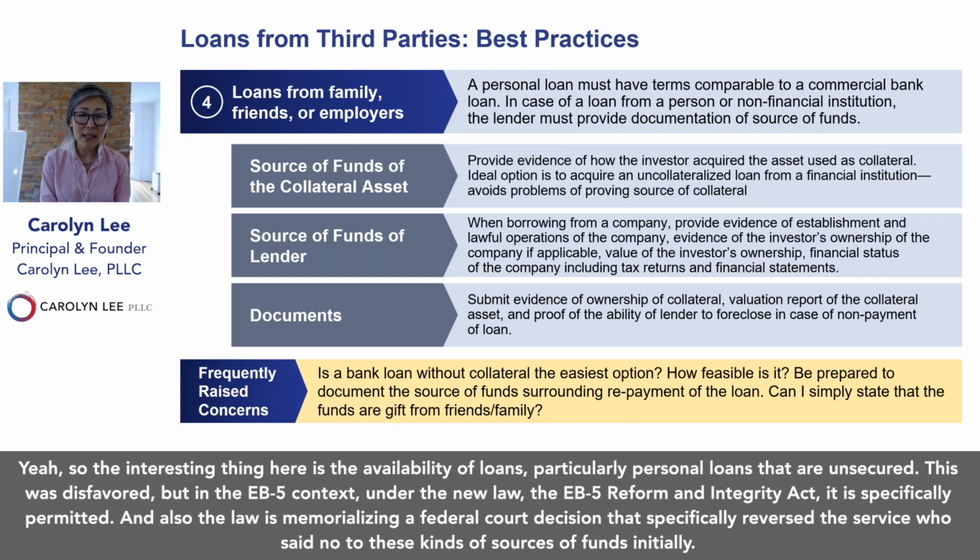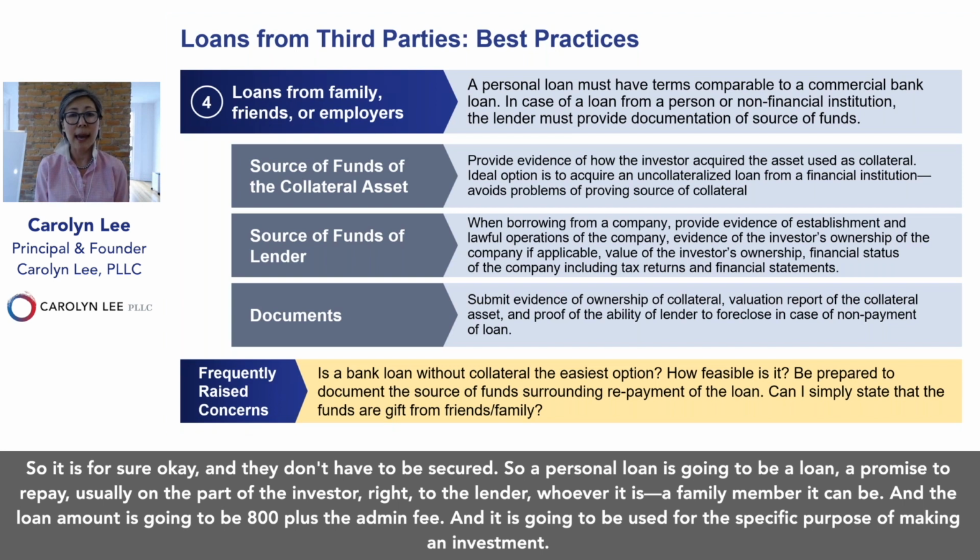Yeah, so the interesting thing here is the availability of personal loans, particularly personal loans that are unsecured. This was disfavored, but in the EB-5 context, under the new law, the EB-5 Reform and Integrity Act, it is specifically permitted. And also, the law is memorializing a federal court decision that specifically reversed the service, who said no to these kinds of sources of funds initially. So it is for sure okay, and they don't have to be secured.